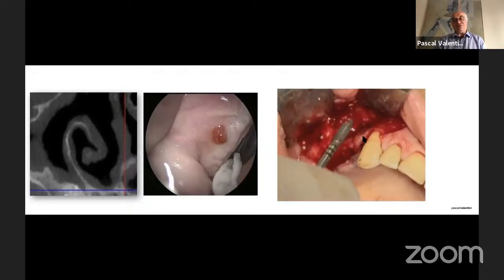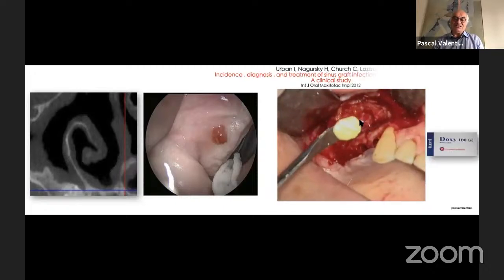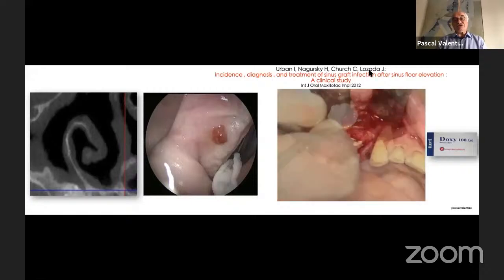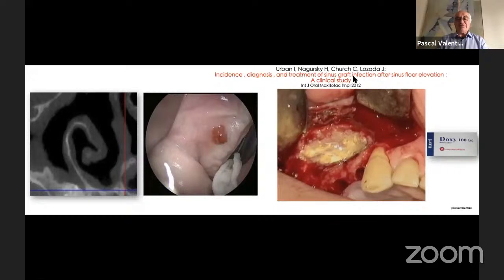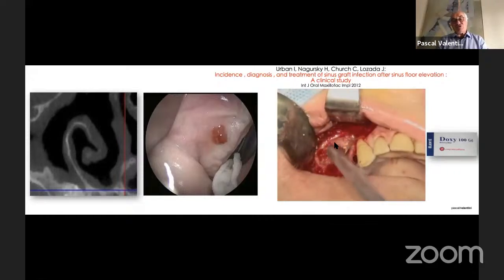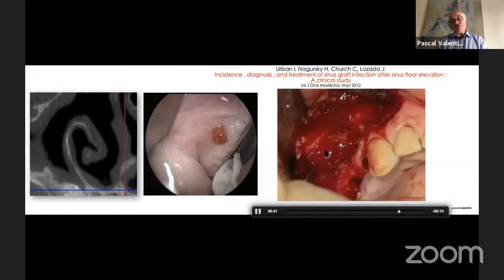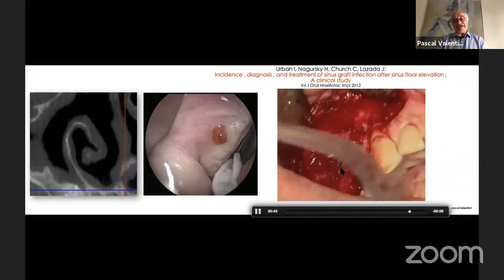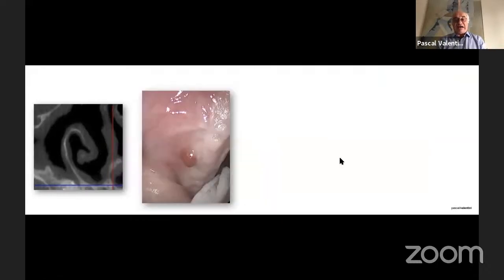The implants are removed, and at that time, we have to disinfect this area by using a putty of doxycycline, as suggested by this paper by Urban. And you can see we leave it for 5 minutes in contact with the graft, then we wash it, and then we can curette in order to get some good bleeding and the clotting in order to protect the area. And then we close the flap.